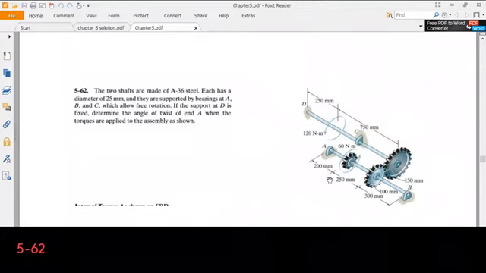Okay, so now the first thing is to draw the free body diagram of the system. In fact, we don't know the support reaction at point D, and we don't know the torques transmitted through this gear system. Therefore, let's begin from the shaft AB and draw the free body diagram of it. Indeed, it has to be in static equilibrium.